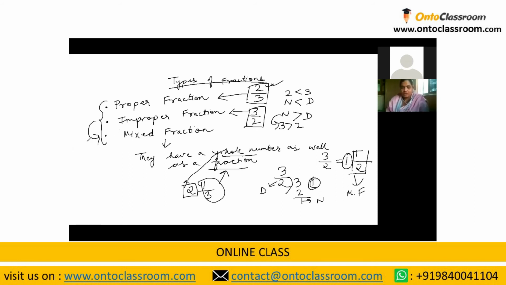Okay, let me clear the board. So I told that mixed fractions can again be changed to improper fractions, and vice versa. So let us take a new example. The mixed fraction is 2 4 over 5. Now how are we going to change it into an improper fraction?